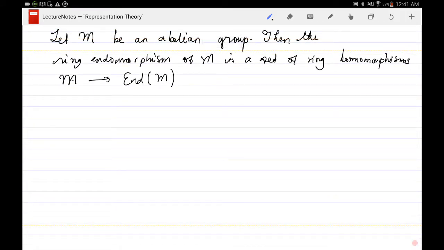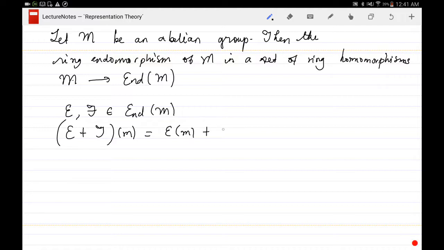And we have that for script E, script F in End(M), we have the multiplicative nature, the additive nature in the abelian group. We define the addition of these ring homomorphisms. I guess this happens in the ring, this happens in the group. Let's see, is that correct?